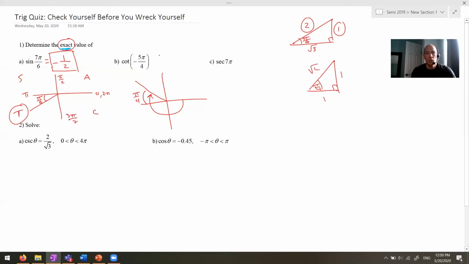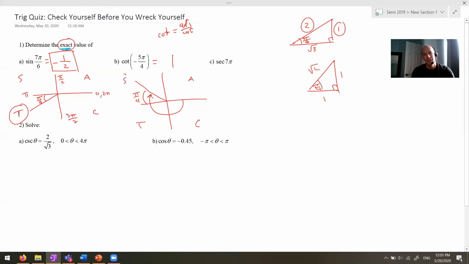And of course, cotan equals, tan is opposite over adjacent, so this is adjacent over opposite. So that is going to be 1 over 1, or just 1. Now is it positive or negative? A, S, T, C.